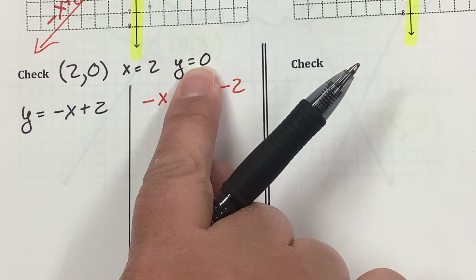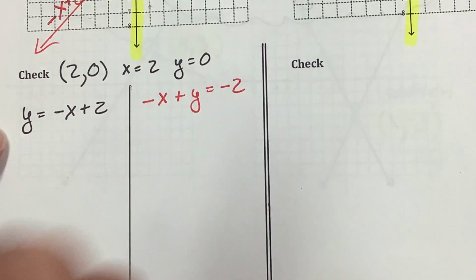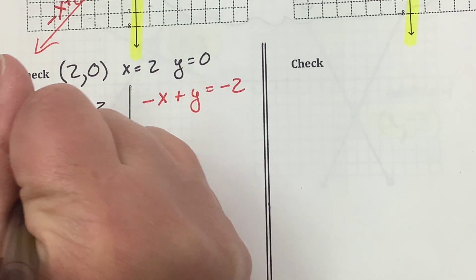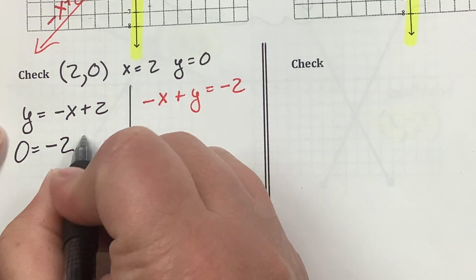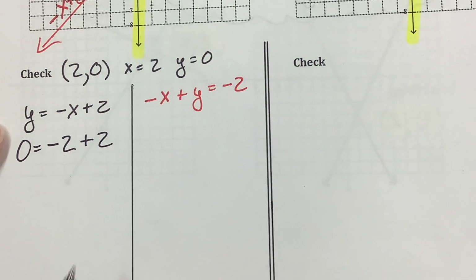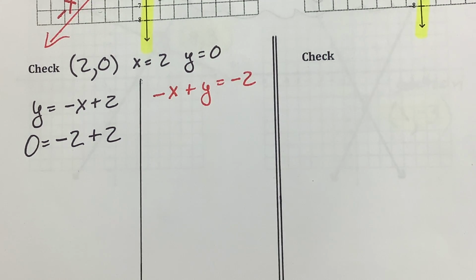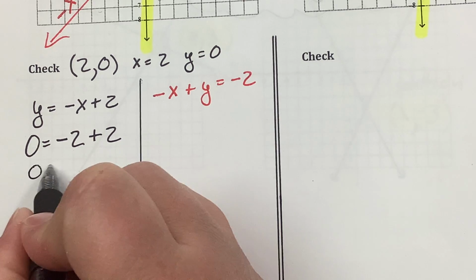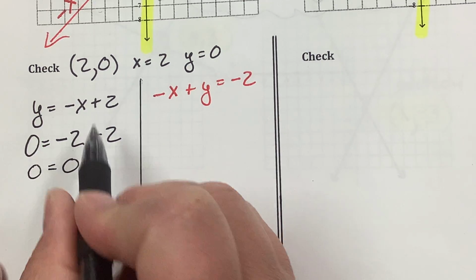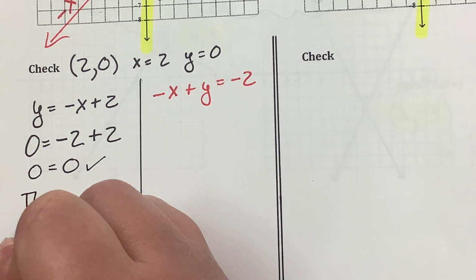X is 2, y is 0. So y is 0 equals negative x is 2 plus 2. Now, I didn't have to put parentheses around there because I'm not multiplying. I'm just putting it there. So negative 2 plus 2 is 0. 0 equals 0. This point is a solution.